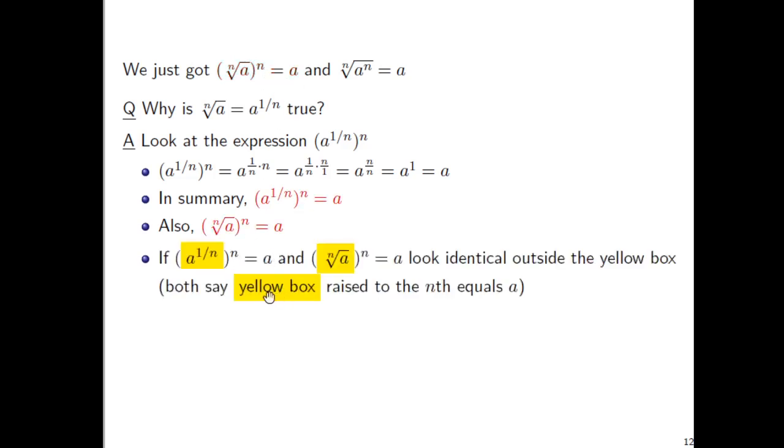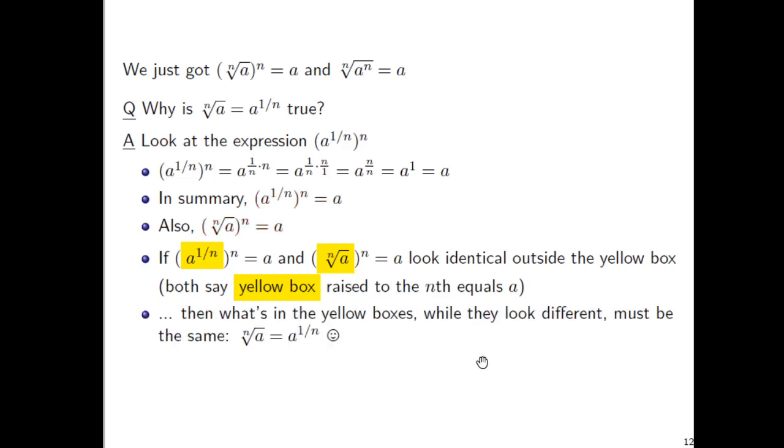Now, take a look at this. Look at both of these. In both of these, you have something in parentheses. In both cases, something's in parentheses, and then that thing is raised to the nth power in both cases. And on the other side, you've got equals a. So if this thingy in parentheses, which I've highlighted in yellow, raised to the nth equals a, and this other thingy that's in parentheses, I've also highlighted it in yellow, raised to the nth power equals a, then it must mean that the two things in the yellow boxes, while they look different, must be equal.